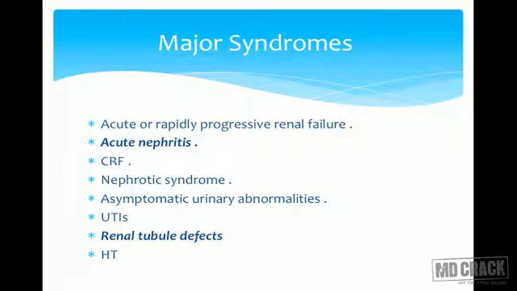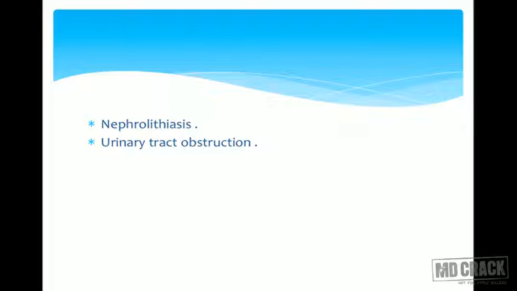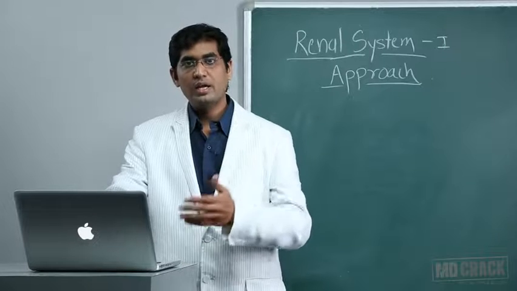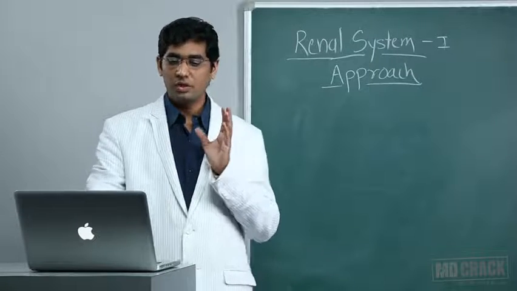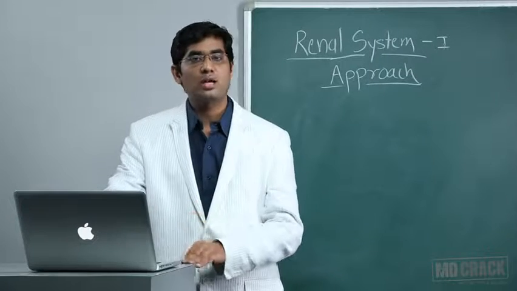UTIs, that is, he may have pyelonephritis or cystitis or urinary tract infection. Renal tubular defect, that is, he may present with renal tubular acidosis. Hypertension may be a presenting feature of renal disease. Nephrolithiasis, so multiple stones in the kidneys. And urinary tract obstruction, so obstruction may be external or intraluminal, maybe because of a stone or some mass lesion. So around these 8 to 9 syndromes, we need to put that patient in one of them.